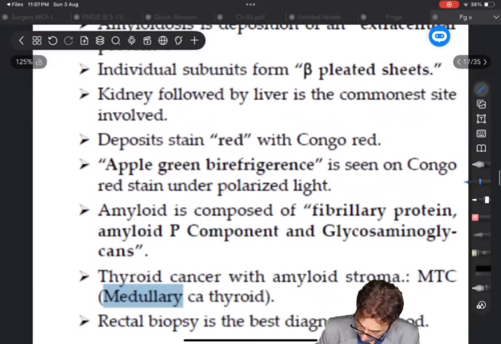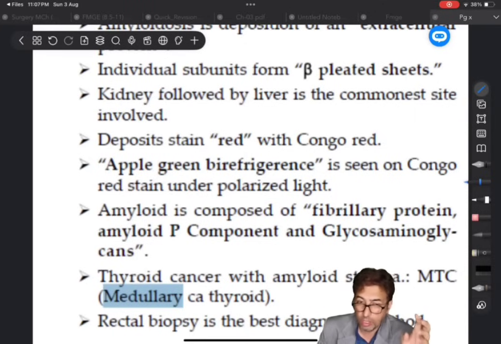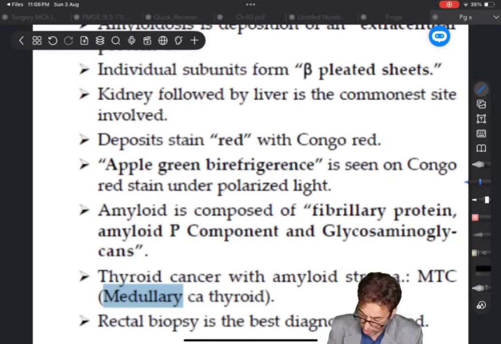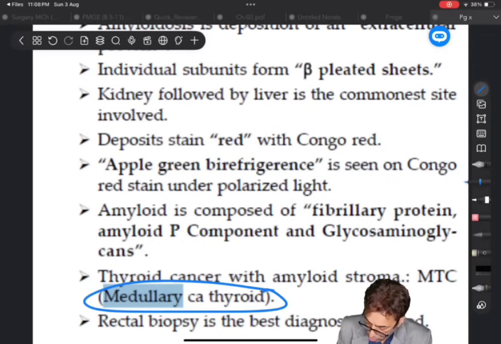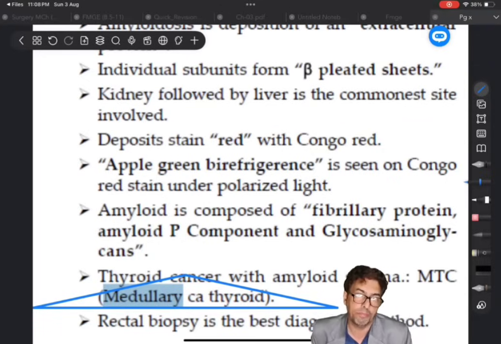Then important, amyloid deposition. There are four options given: follicular, Hurthle cell, papillary, and anaplastic. Wherein you have the amyloid, you exclude follicular, you exclude papillary, you exclude anaplastic, and the only thing which comes to mind as a pathologist is medullary carcinoma thyroid. That's important. There are many features with medullary carcinoma thyroid, associated with MEN syndrome, amyloid stroma, and many other features, but I will not go into them. I will just go by the question. The catchline was amyloid stroma.